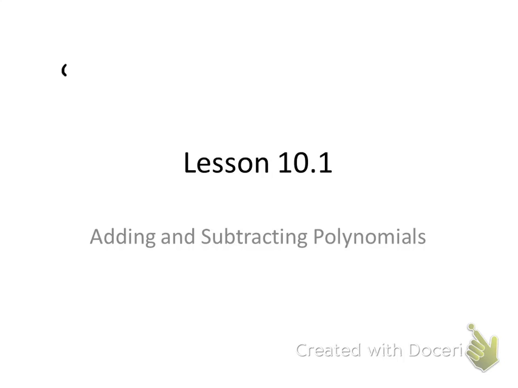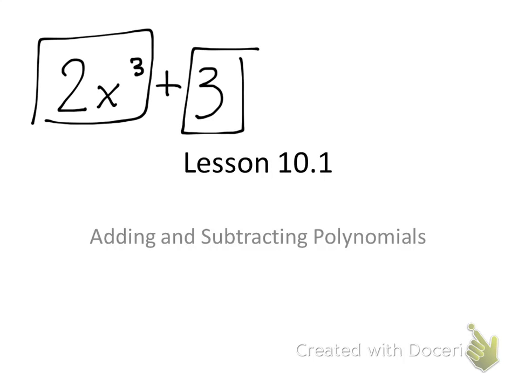If I were to have something like 2x to the third power, this is considered one term. Even though there are two, I guess we could say pieces, it is still considered one term. Now, when I have a plus or a minus sign, that is going to be my break between terms. So if we had 2x cubed plus 3, now I have two terms. This is my first term, and this is my second. Okay, so we have more than one term, and that's what we consider polynomials.